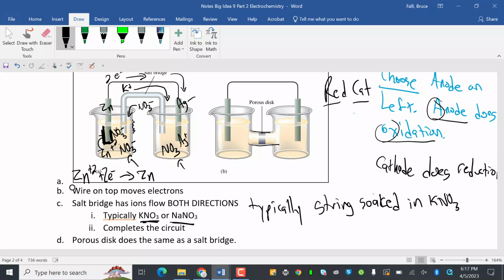Hey, look, the electrons are going this way. So this is the reduction chamber. Sorry, I flipped it around. This is the reduction chamber. So red cat, this is the cathode. The anode does oxidation, so oxidation is loss. Silver is going to give me Ag positive plus an electron. This is oxidation. This is the anode.